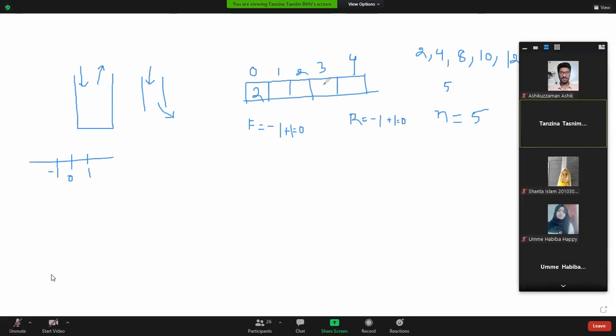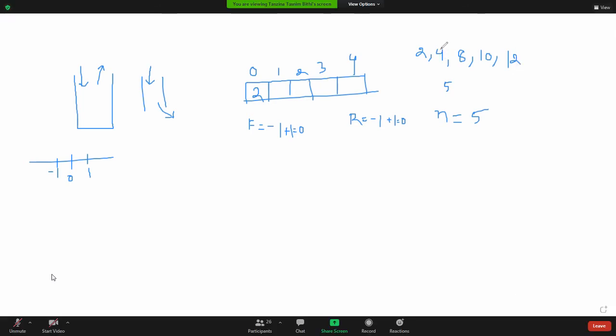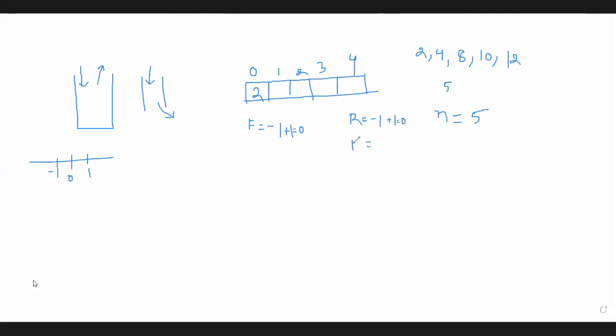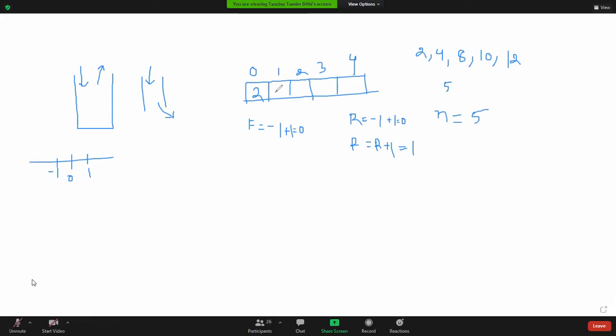So at first we can insert the next data element, that is 4, but before that the value of rear should be changed. Now the value of rear will be increased by 1. R equals R plus 1, and the previous value of R is 0. So 0 plus 1 equals 1. So this is the place where the new item will be inserted.